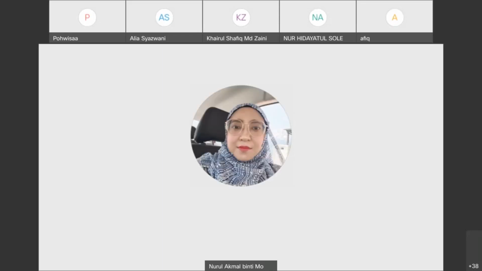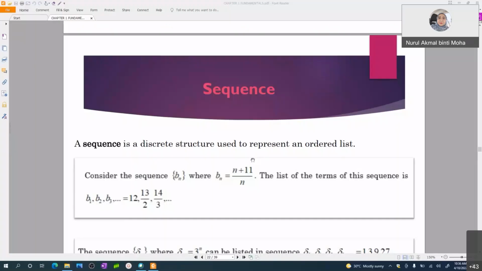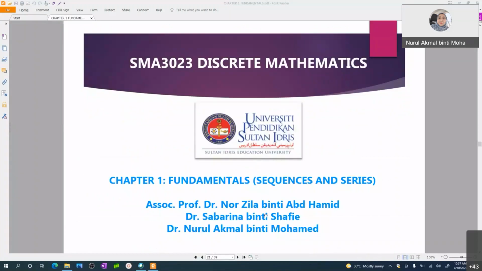For today's class, we will continue the first chapter, fundamentals. Last week, we learned about sets. For today, we will continue with sequences and series. So firstly, we go to the definition of a sequence.